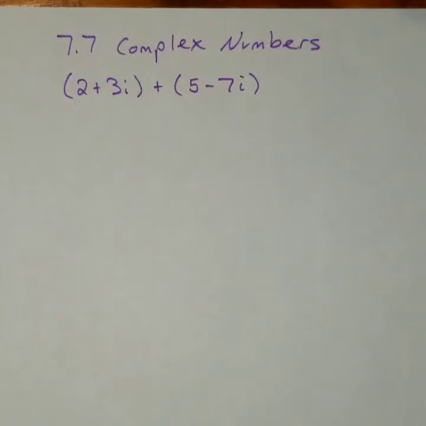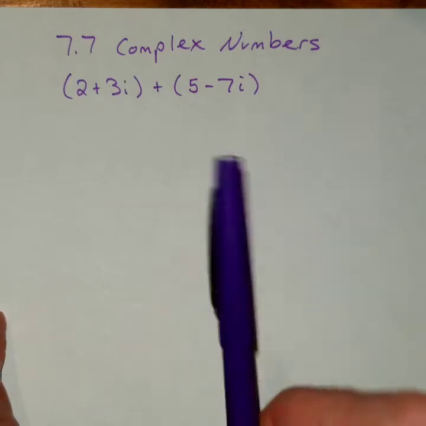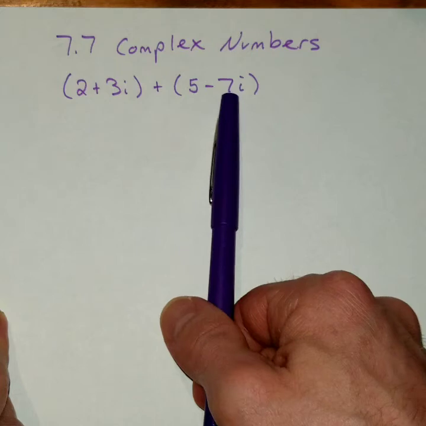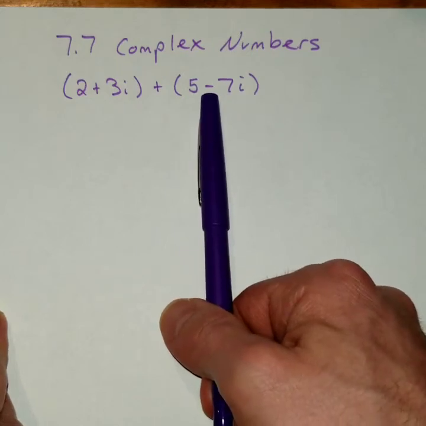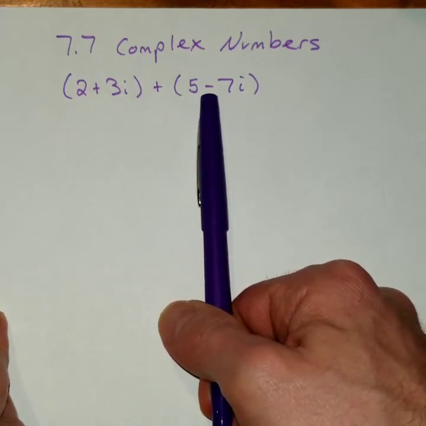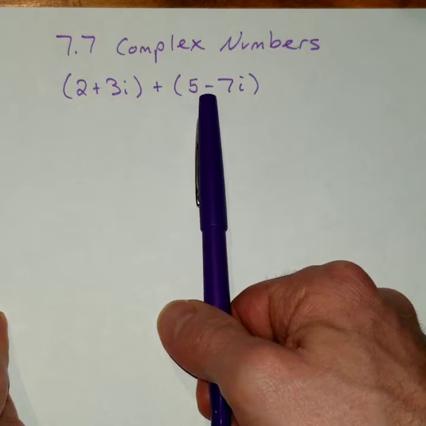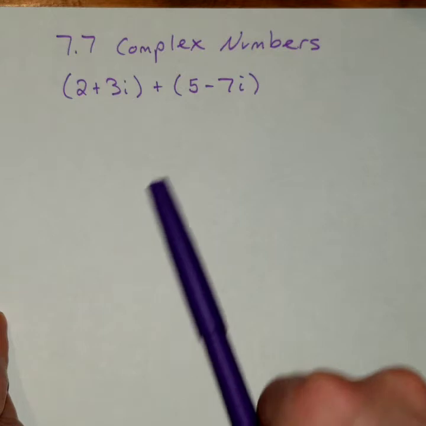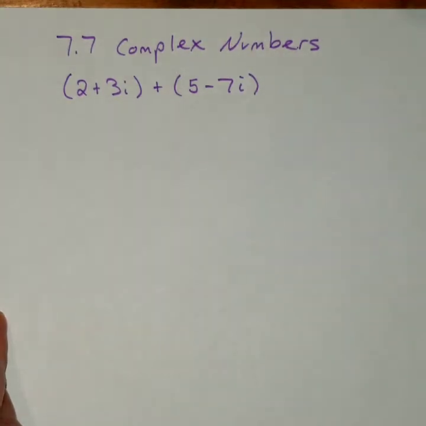We're going to continue our discussion on complex numbers by looking at adding, subtracting, multiplying, and dividing them. Start out with a basic example of adding two complex numbers together. Notice they're both in the form a plus bi. Now the plus here could be a minus, because it's basically plus a negative 7, so it could be plus or minus there.